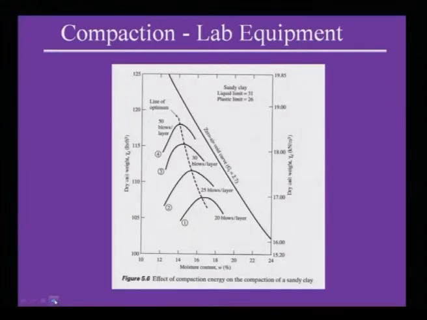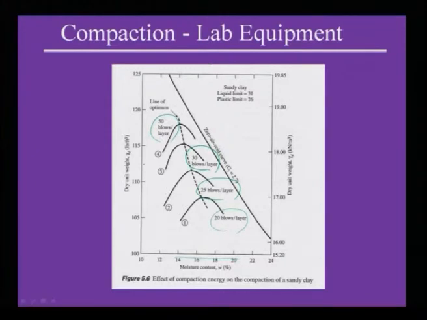Now, if you look at this, this is a typical effect of compaction energy on compaction of a sandy clay. Look here, the moisture content varies from 14 to 20, for 20 blows per layer, 30 blows per layer, and 50 blows per layer. If you look at this, this is your line of optimum.